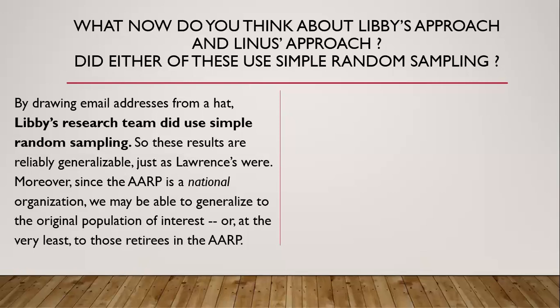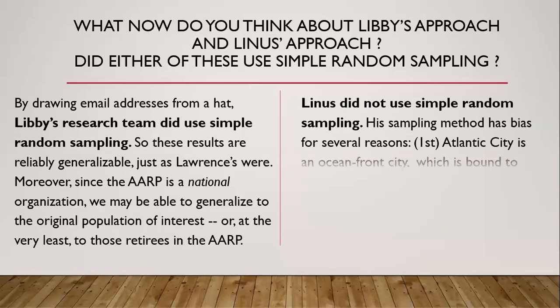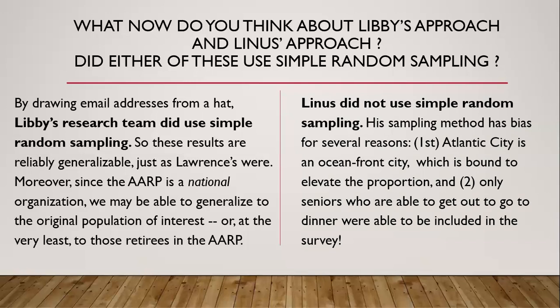But what about Linus? What did we think about his approach? Linus certainly did not use simple random sampling. Every retiree in the United States was not equally likely to be chosen by Linus's technique. His sampling method has bias. First of all, Atlantic City, which is where he was from, is the only place that could have a representative retiree participate. And Atlantic City is an oceanfront city, which is bound to elevate the proportion of those indicating that they'd been to the beach.